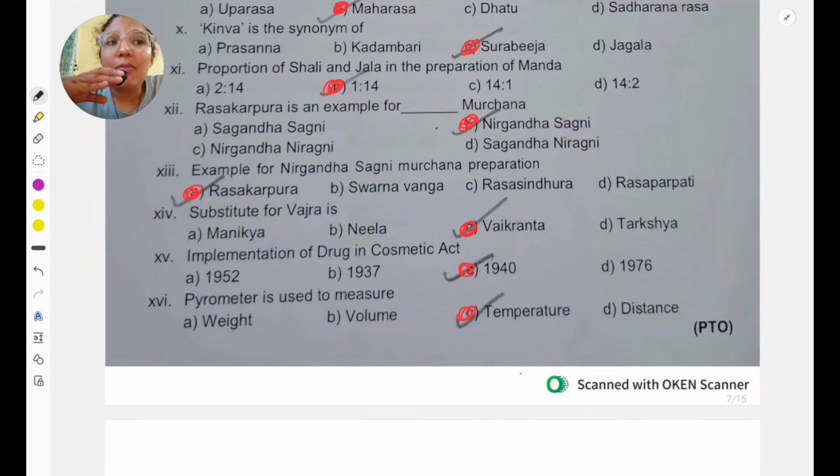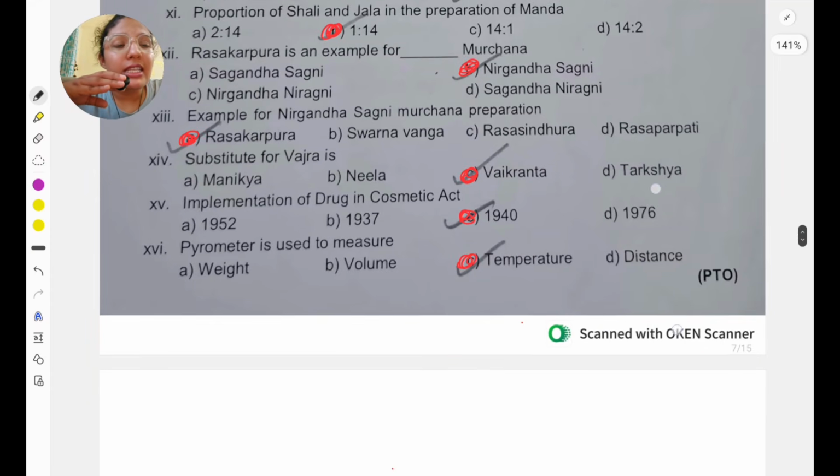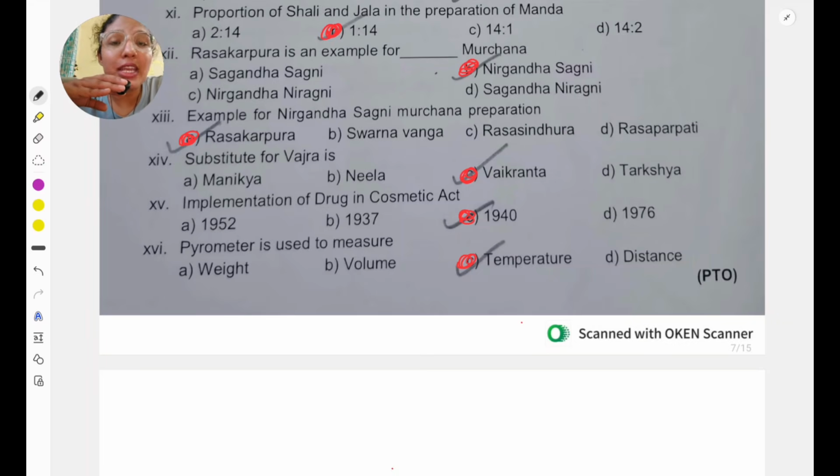Rasa Karpura is an example of Nirgandhaka Sagni Kalpana, where we are using Agni but not having Gandhaka as an ingredient. The example for Nirgandha Sagni Murchhana Kalpana is Rasa Karpura. The same is the answer to the next question. So in Murchhana, just remember which are the Nirgandhaka, Niragni or Sagandhaka, Sagni examples. I will share the photo in the group.